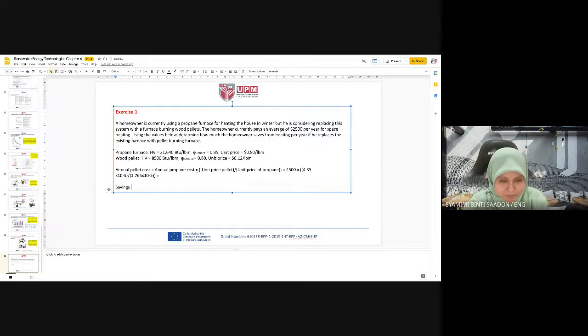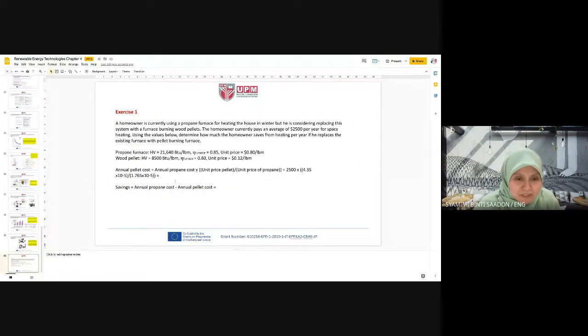Saving, just subtract. The saving is the annual propane cost minus the annual pellet cost. Obviously we expect that by using pellet the cost is less, it is being reduced. Okay, so the difference is the saving that we expect to meet.